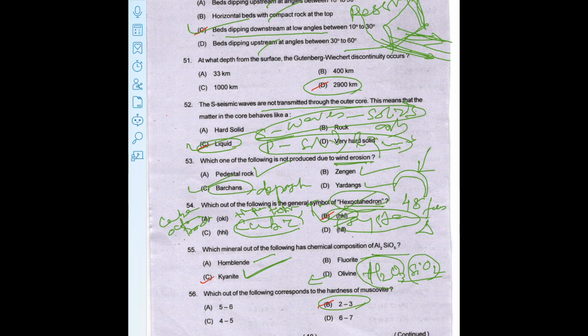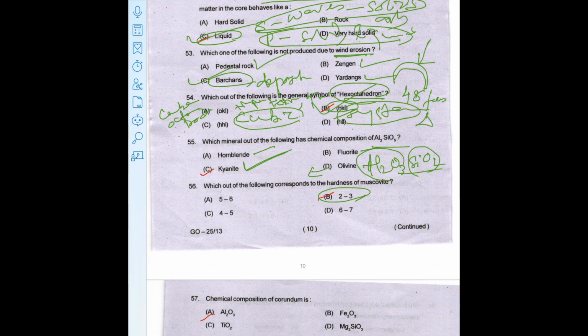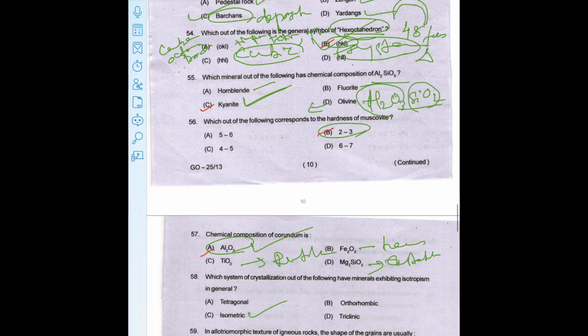Which one of the following corresponds to the hardness of muscovite? Low hardness, 2 to 3. Chemical composition of corundum, Al2O3. Fe2O3, hematite. Mg2SiO3, enstatite. TiO2, rutile. So Al2O3 is corundum.